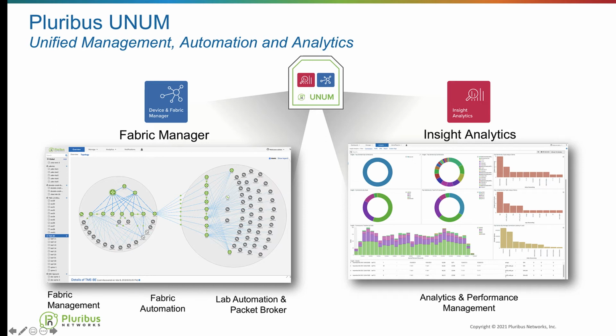UNUM has two major components. The first is fabric management and automation. With this license, users can save time by automating the provisioning of switches and the creation of fabrics. Admins can perform standard network tasks such as creation of VLANs, adding ports, monitoring fabrics, and other common functions. Today, UNUM also manages Pluribus Network's lab automation and packet broker solutions.